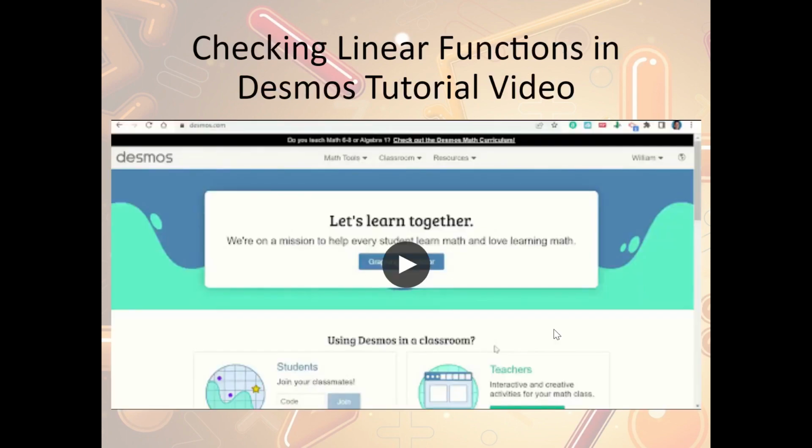There's a video here also that shows you how to graph linear functions in Desmos. So you can go ahead and watch that.